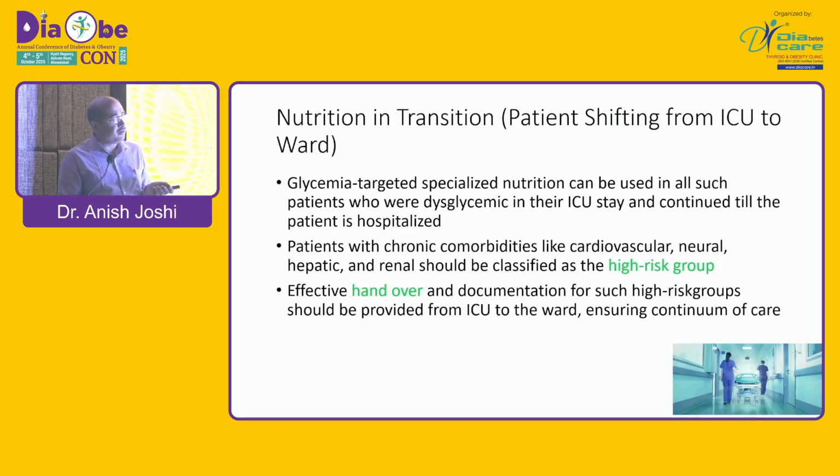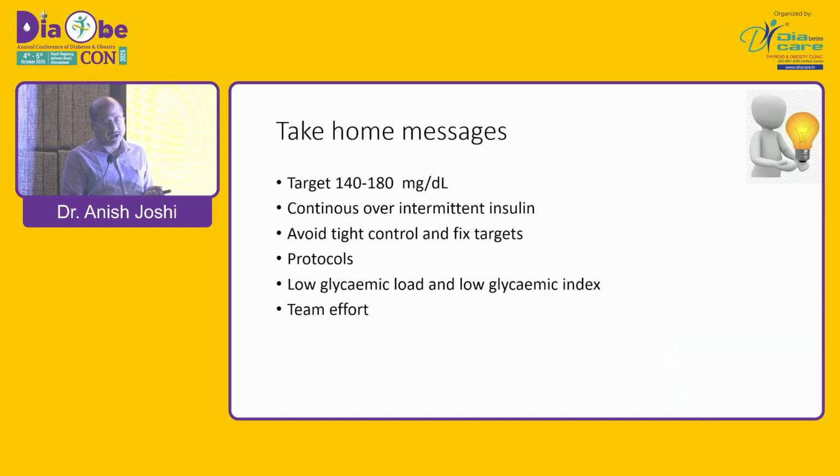Whenever the patient is being transferred from the ICU to the ward, they were under very strict monitoring. There were frequent sugars happening. But for a patient who was in a high risk group, particularly the renal, the cardiac or the neuro patients, they are considered high risk and they should be monitored more frequently, and there should be a proper handover between the nursing as well as the doctor from the ICU to the ward about the sugar levels, how they were managed, and what was being given to these patients.